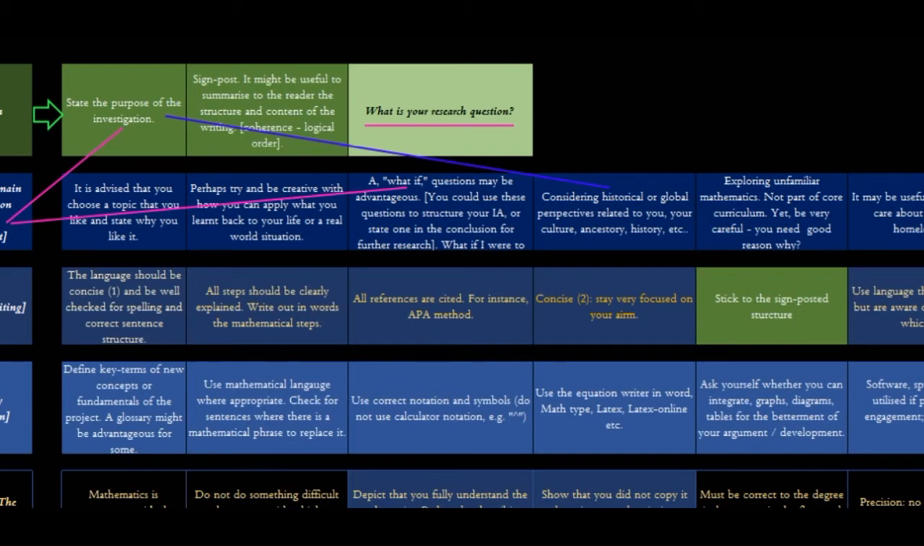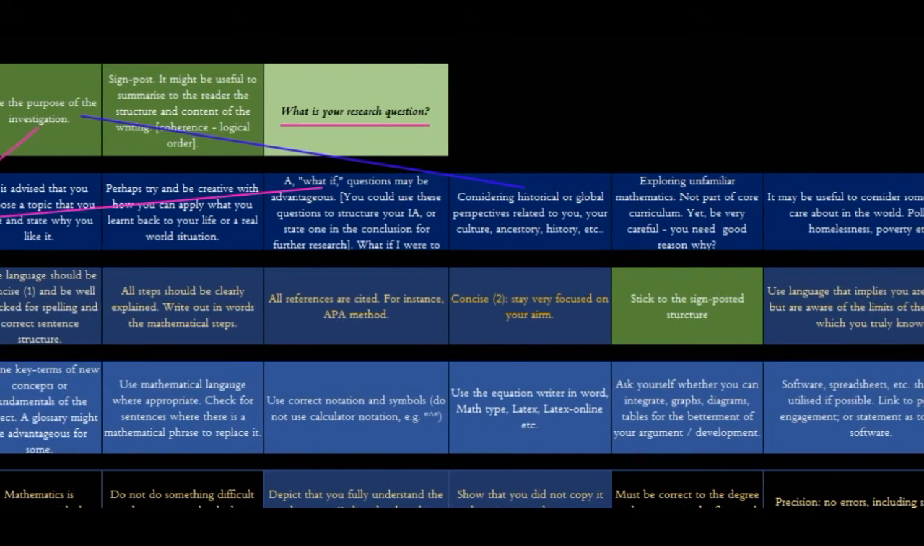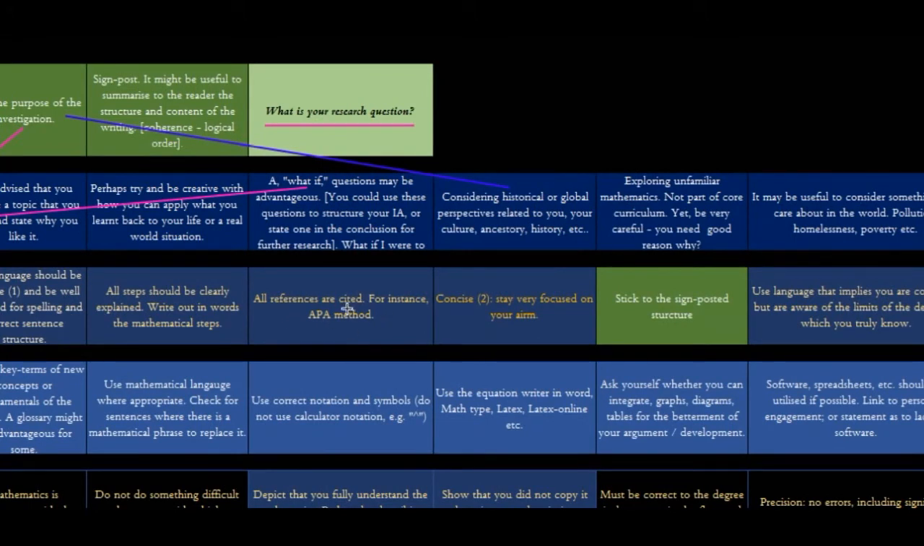I think sentences can become very elaborate and awry when discussing mathematics. All steps should be clearly explained. Write out in words the mathematical steps, please. All references are cited. For instance, you can use the APA method. If you're not sure about what that is, perhaps look it up. But all references should be cited. And references can be used to strengthen any arguments or to strengthen any reason as to why you are going in the direction you are going in. It gives you a backup, so please be aware of that.